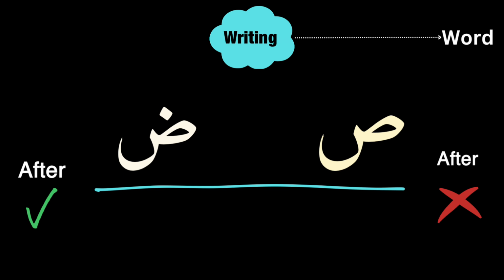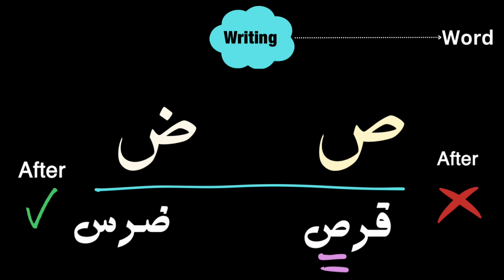Now let's have an example when we don't have anything after the صاد or ضاد. As you can see here, we have قرص. صاد is at the end of the word. We don't have anything after, and that's why we keep it the same. And now in ضرس, we started with ضاد, and we have ra after it. That's why we dropped or deleted the last part, which is the curving.